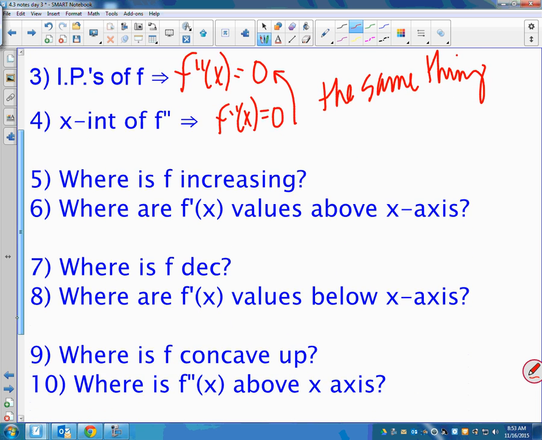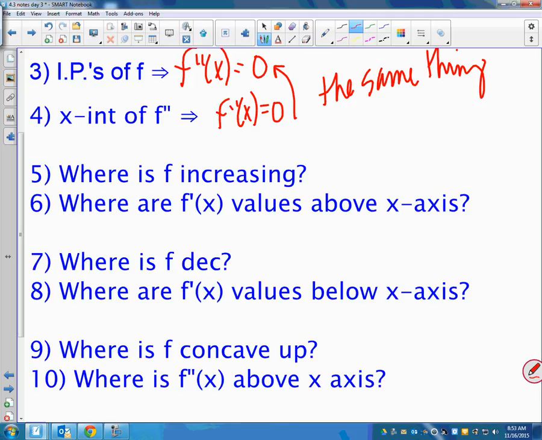So look at the next one. I don't know that you'll need to write stuff after a while. But where is the function increasing? The function is increasing when your derivative is what? Greater than 0. Or another way of saying when my derivative is greater than 0 is when my derivative is above the x-axis. So if I'm looking at a graph of the derivative, everywhere that it's positive, everywhere that it's greater than 0 is where my function is increasing. So those are the same thing. The same thing.